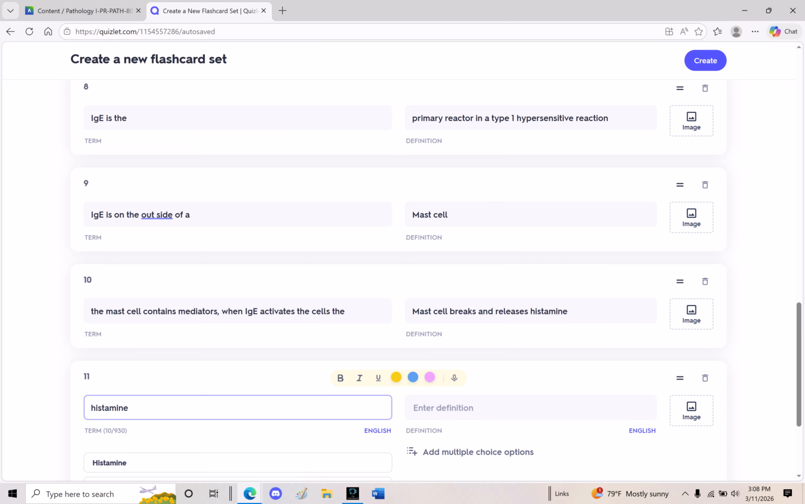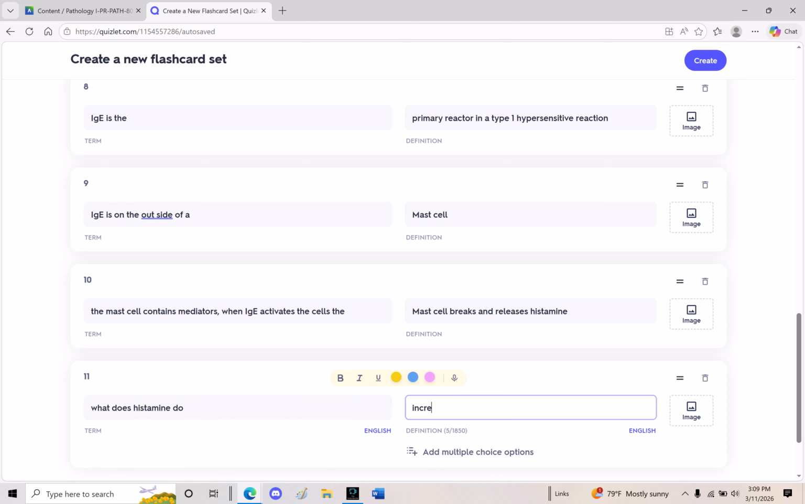Increased vascular permeability and vasodilation. Because you're trying to get things out of the blood to the site where the injury or the allergen is, and you're trying to get more blood there to begin with, so you vasodilate.